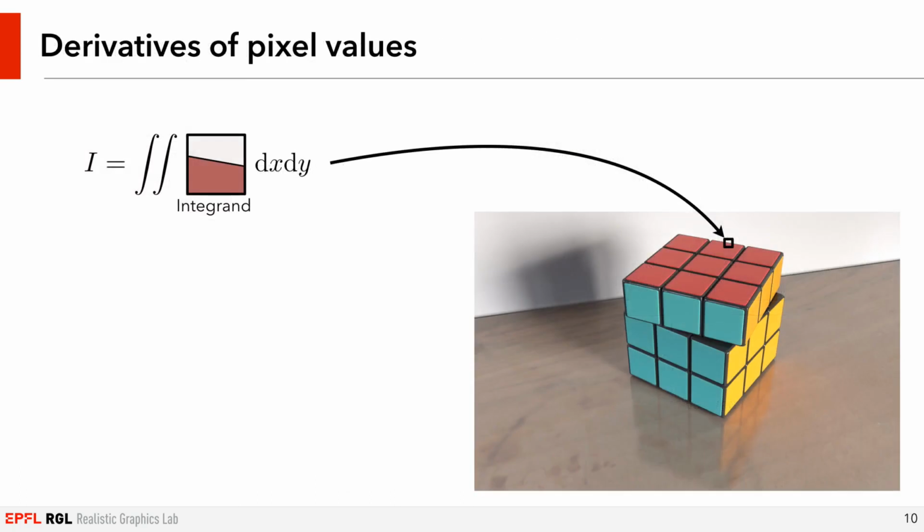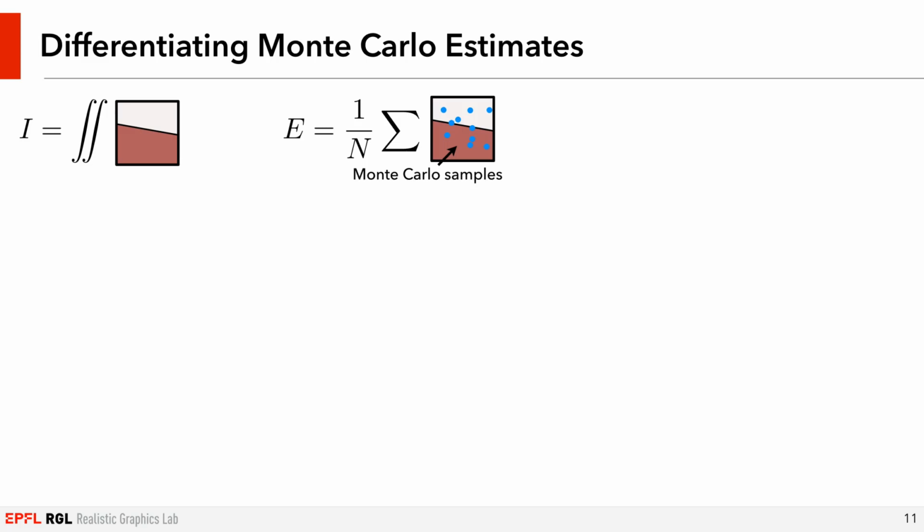Now let's have a look at the computation of the partial derivatives of pixel values with respect to scene parameters. In physically based rendering, pixel values are defined with integrals. For instance, the integral of the incident radiance on the sensor inside the box filter. And we want to compute the partial derivatives of these integrals. In physically based rendering, these integrals have no analytic solutions. So instead of computing exactly the value of these integrals, renderers rely on Monte Carlo integration.